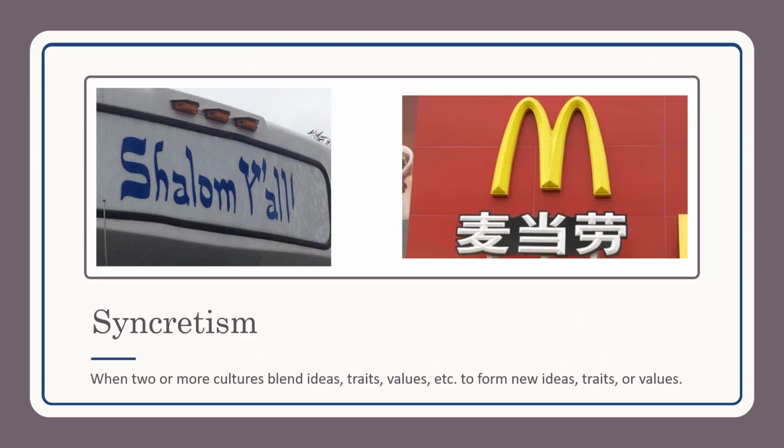Syncretism is this idea that two or more cultures blend ideas, traits, and values to form new ideas and new traits and new values, right? So we think about the spreading of global culture. Maybe we take a little bit of that, but we manifest it in a different way for our own customs and our own beliefs, right? So we can see in McDonald's that around the world may offer different types of foods for people in different locations.